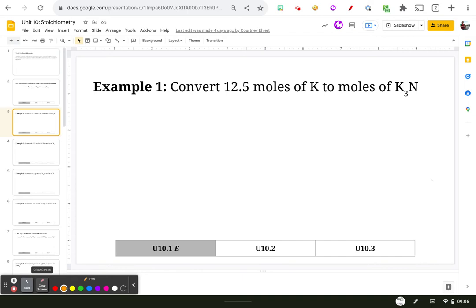All right, let's try. I'm going to let you try example 2, and then you can check it.